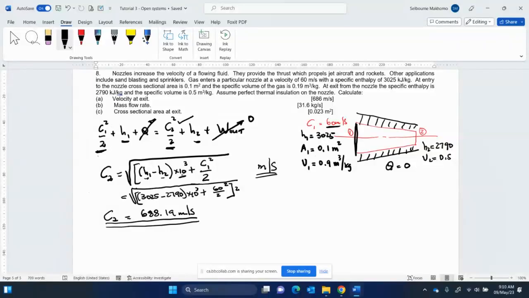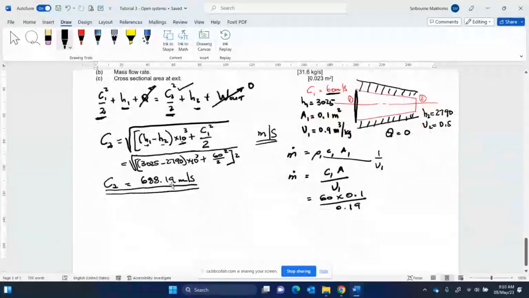The second question is the mass flow rate. We said that the mass flow rate is density, velocity, and area. Or you can say that the mass flow rate is velocity times area divided by specific volume, because remember density is 1 over specific volume. So inlet velocity is 60, multiplied by area given as 0.1, divided by specific volume given as 0.19. So the mass flow rate here is 31.6 kg per second.